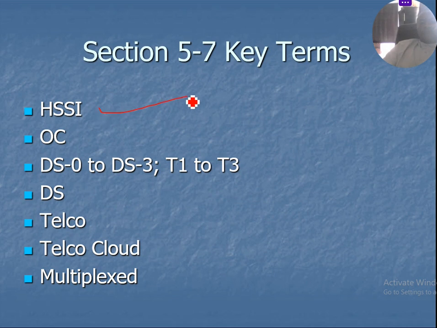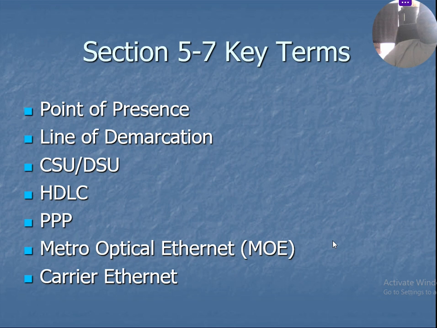Remember, we've talked about the high-speed serial interface, HSSI. We talked about optical carrier. We talked about DS, digital service lines from 0 to 3, and T1 to T3 telecommunication lines. We talked about telco as an example of a telecommunication carrier, telco cloud, and we looked at multiplexing.